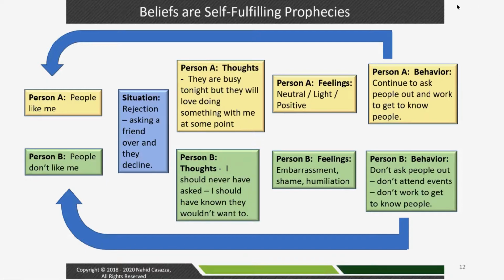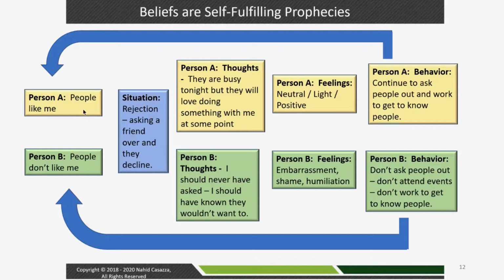So let's take a look at the screen. So we'll take two people. Person A here believes that people like me. Person B here believes that people don't like me. They both get in the same situation. So they're working at a new job and they want to make friends. And so they invite someone to go out with them after work. In both situations, they get rejected. The friend says no, or the potential friend says no.